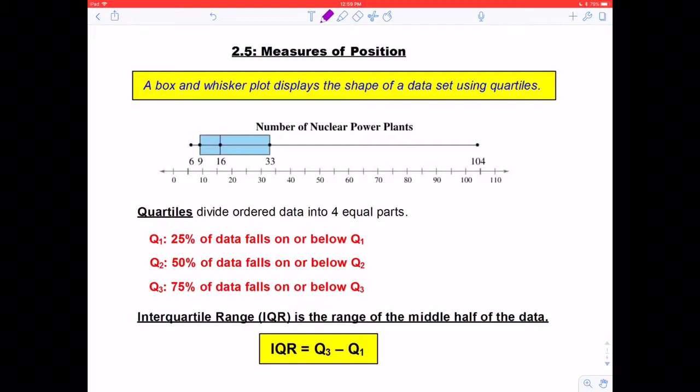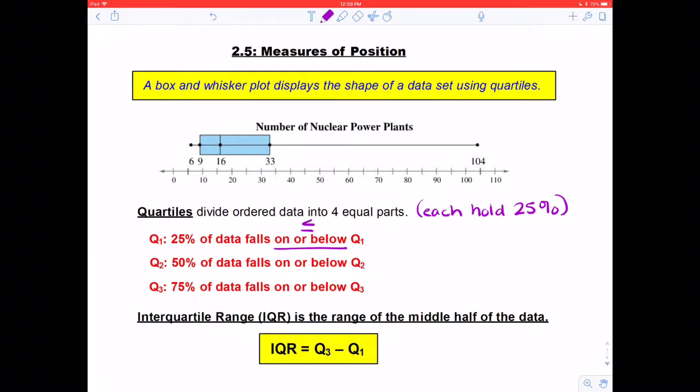All right, now if we're talking about splitting a data set up into 4 sections, then that means these equal parts will each hold about 25% of the data. Now, typically the way the quartiles are defined or interpreted is in terms of what comes on or below. And on or below is just another way of stating less than or equal to that value.